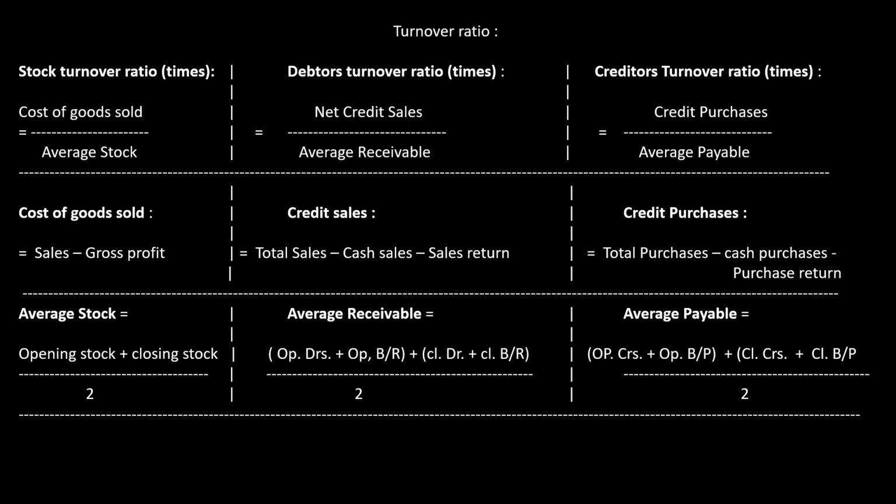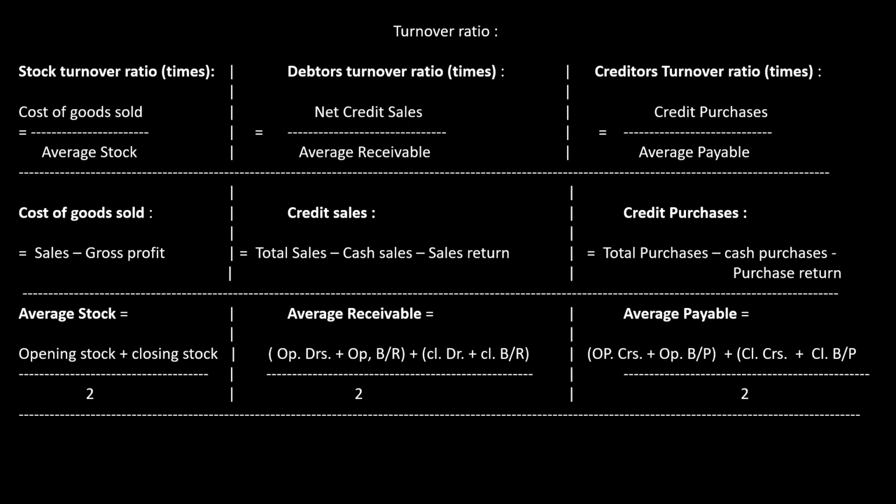For your kind information, if you have opening and closing only, then you can divide by 2. Suppose you don't have the opening balance, you have only the closing balance, then there's no need for you to divide by 2. The closing stock will be the average stock. Is that clear? Any doubt? I'll repeat again. For average stock, you can see everything is divided by 2. In all the three formulas, the denominator is 2, 2, 2.